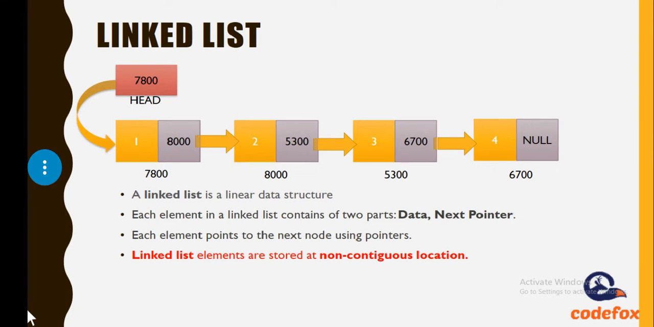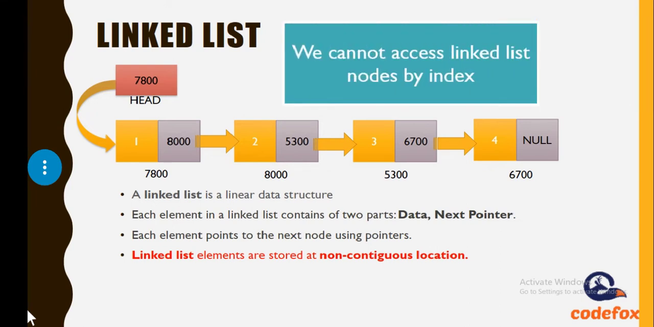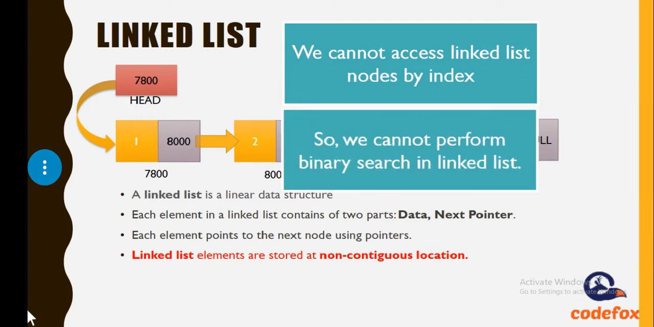But in case of linked list, we have random addresses and thus we cannot use indexes in the linked list. Since there are no indexes, we cannot perform binary search in linked list using indexes.